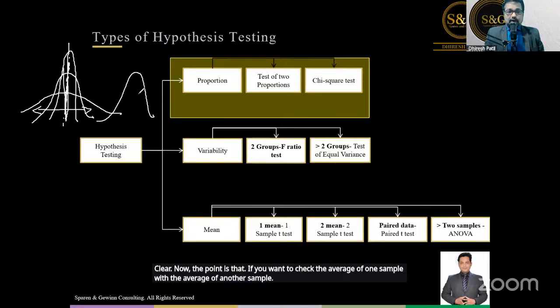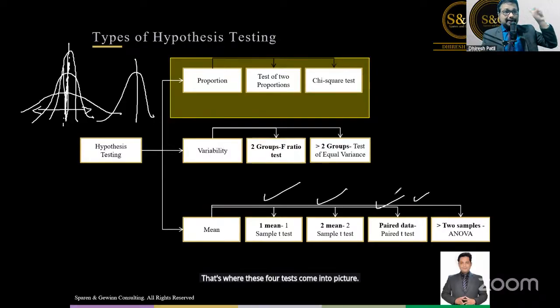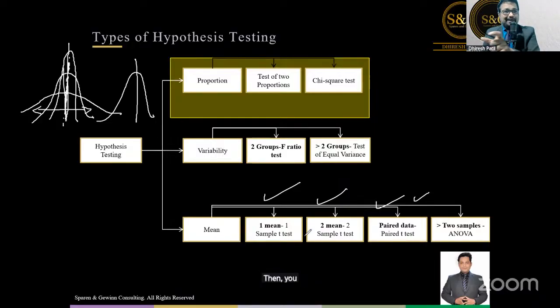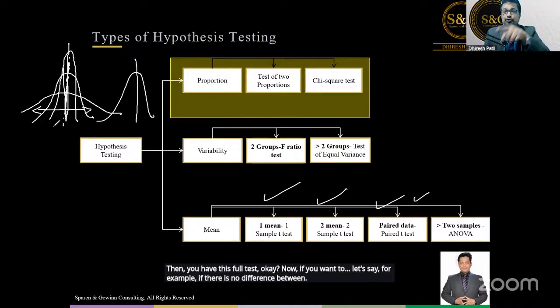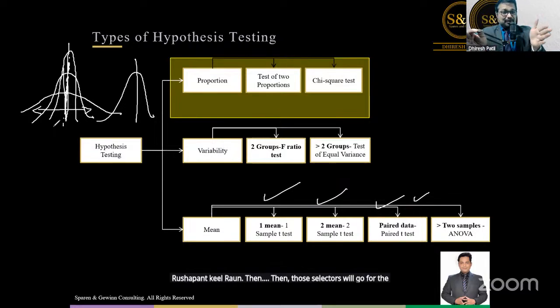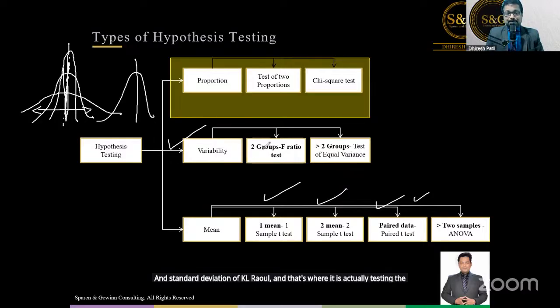Now, if you want to check the average of one sample against another sample, that's where these four tests come into the picture. Clear so far? I'm not going into the details of each test, but when you're comparing mean to mean, you have these four tests. Now, for example, if there is no difference between Rishabh Pant and KL Rahul, then the selectors will go for the variability of the data. They will calculate the standard deviation of Rishabh Pant and of KL Rahul, and that's where it is actually testing the variability. So here it is the F ratio test or test of equal variance.